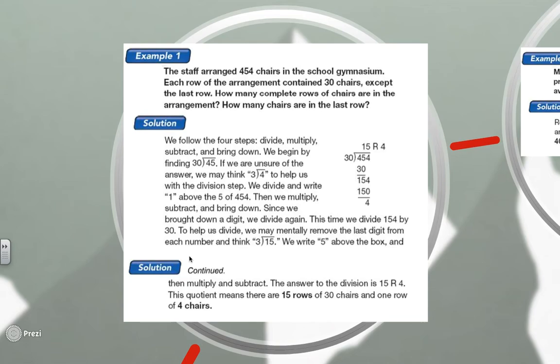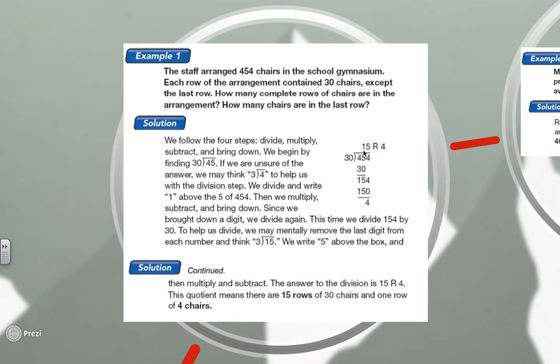What we're going to do is go ahead and do the division algorithm. 30 going into 454. Now 30 can't go into 4, so 30 goes into 45, and we've got to think in our heads, how many times can 30 go into 45? Well, it could go in one time. Or if that's too difficult for you, you can take the 3 goes into 4 one time.